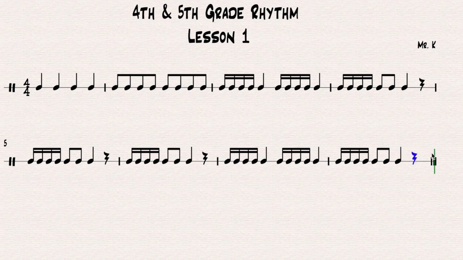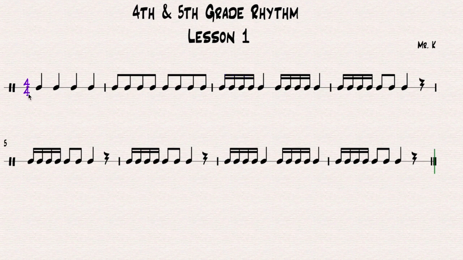Remember that quarter rests are silent and that when we count them, we need to make sure we count them in our heads. You can always tell the difference between 8th notes and 16th notes because when 8th notes are connected, they're connected with a single beam, and 16th notes are connected with a double beam. And remember, we count the 16th notes 1 E and A. Right? 8th notes are just 1 and.